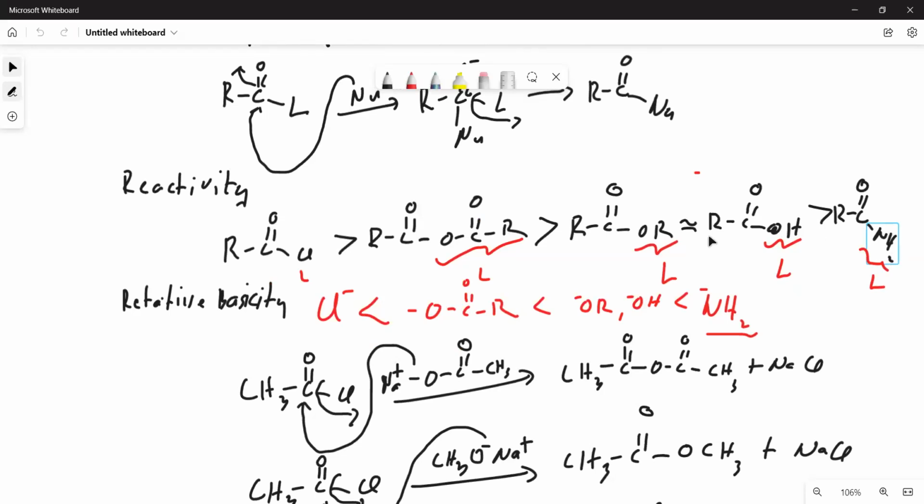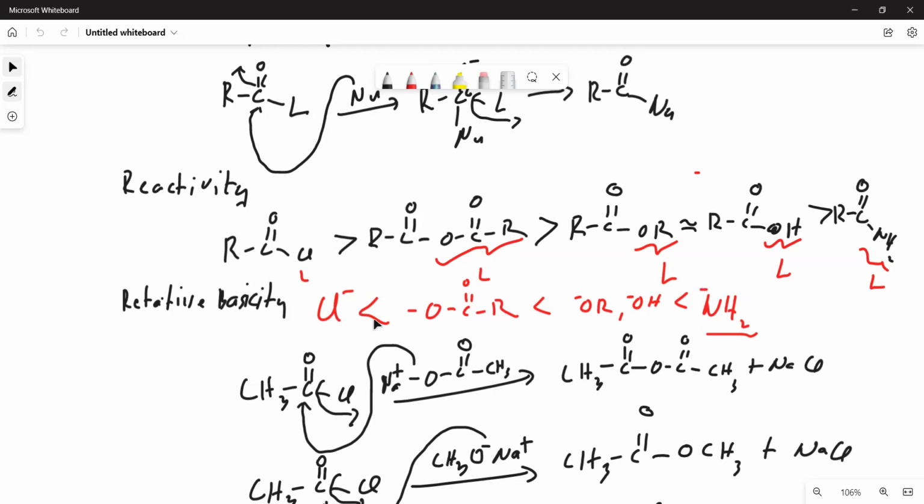Now, why is that? You look at the leaving groups of each. The leaving group in acyl halide is chloride. In anhydride, it is the carboxylate, the anion of carboxylic acid. In ester, it's alkoxide. In carboxylic acid, hydroxide. And in amide, the amide, NH2.